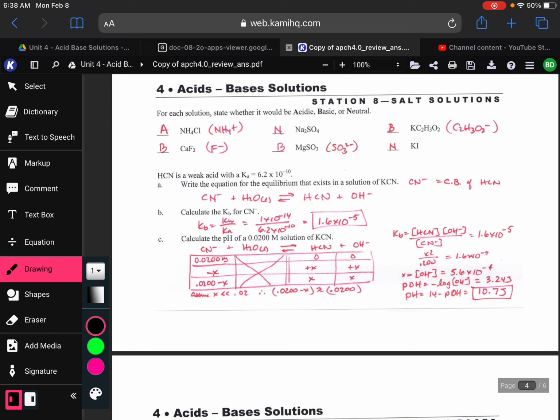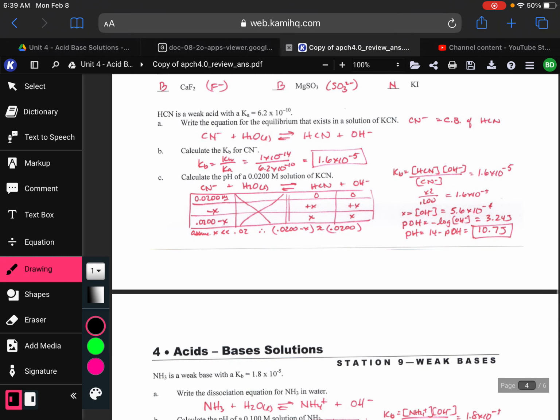State whether it's acidic, base, or neutral. So you're looking at both the cation and the anion. If the cation is acidic and the anion is neutral, then it's acidic. If the cation is neutral and the anion is basic, then it's basic. If they're both, then you got to compare them. In this case, I don't believe you had any that had both an acid and a base, so that made it pretty easy.